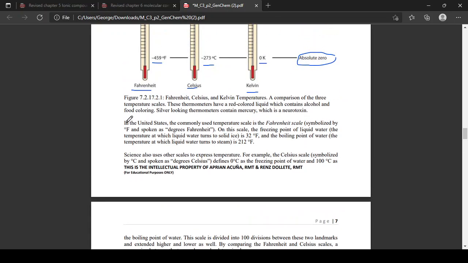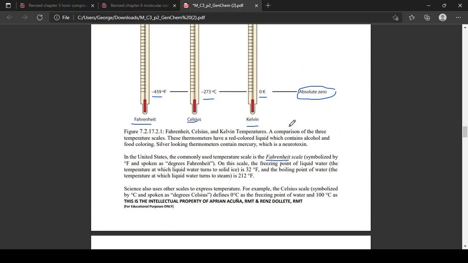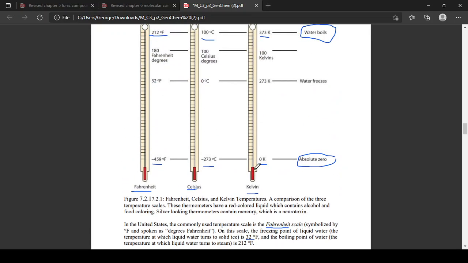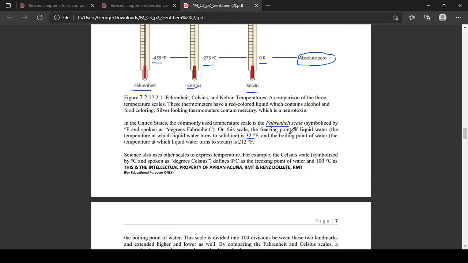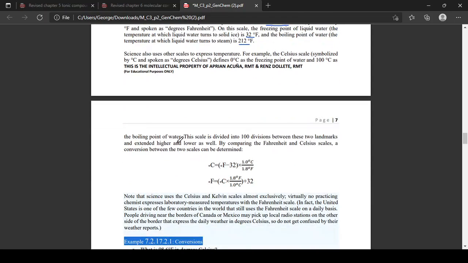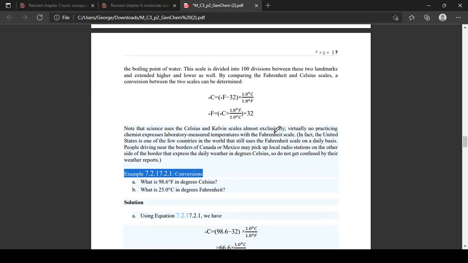In the United States, the commonly used temperature scale, for example, United States ginagamit nila, is your Fahrenheit scale. On this scale, the freezing point of your liquid water, at which liquid turns into solid ice, is 32 degrees Fahrenheit. The freeze na ang ating tubig. And the boiling point of water naman niya is 212 degrees Fahrenheit. The scale is divided into 100 divisions between these two landmarks and extended higher or lower as well. By comparing the Fahrenheit and Celsius scales, a conversion between the two scales can be determined.